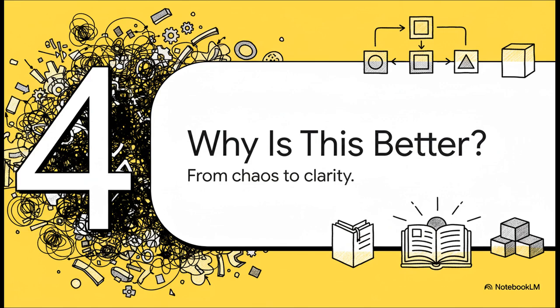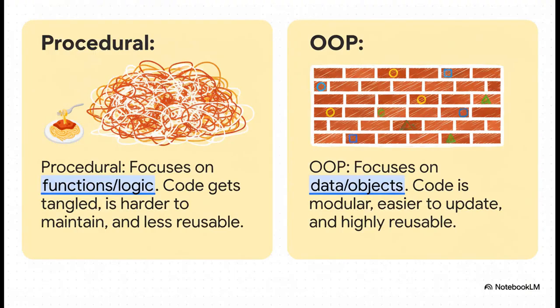So we've covered the 4 pillars, but why go through all this trouble? What makes this whole object-oriented approach so much better than just writing code line by line? Well, the answer is simple. It's about moving from total chaos to absolute clarity. To really see the benefit, let's compare it to the older procedural way, which is really just a long list of instructions. That approach can turn into a tangled mess fast. OOP, on the other hand, is all about these self-contained objects. This modular structure makes your code drastically easier to debug, a breeze to maintain, and, thanks to inheritance, highly reusable.